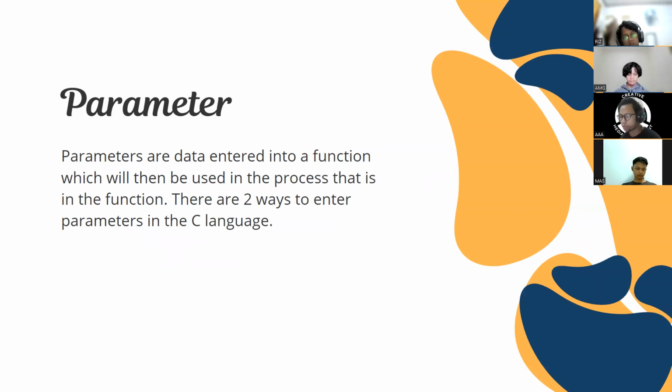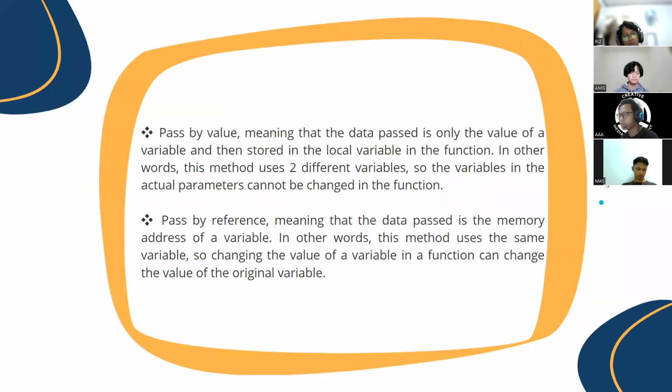Here I will explain about parameters. Parameters are data entered into a function which will then be used in the process that is in the function. There are two ways to enter parameters in this language. First is pass by value, meaning that the data passed is only the value of a variable and then stored in the local variable in the function. In other words, this method uses two different variables, so the variable in the actual parameter cannot be changed in the function.